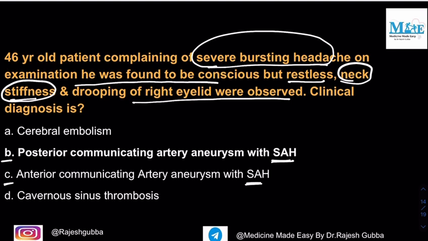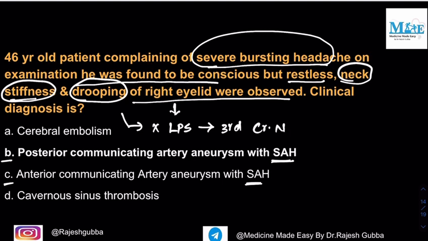Now another important finding which is being given here is the drooping of the right upper lid, or drooping of the right eyelid. Drooping is mainly because of the paralysis of the levator palpebrae superioris muscle. And the levator palpebrae superioris muscle is supplied by the third cranial nerve, that is the oculomotor nerve. Now, if there is compression or damage to the third cranial nerve, then there will be drooping of the right eyelid.